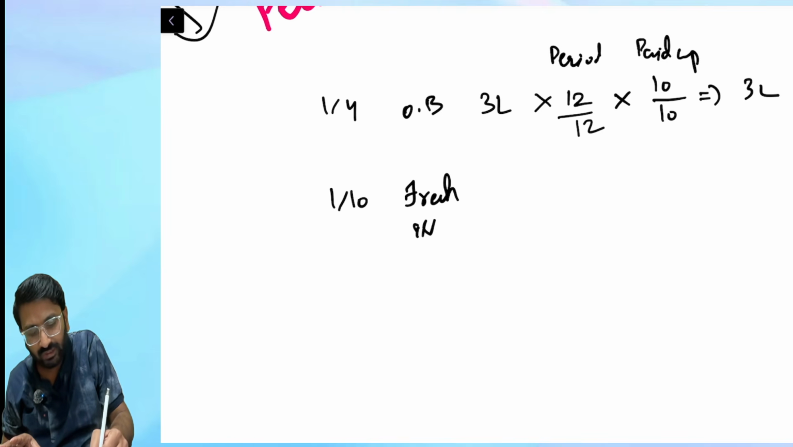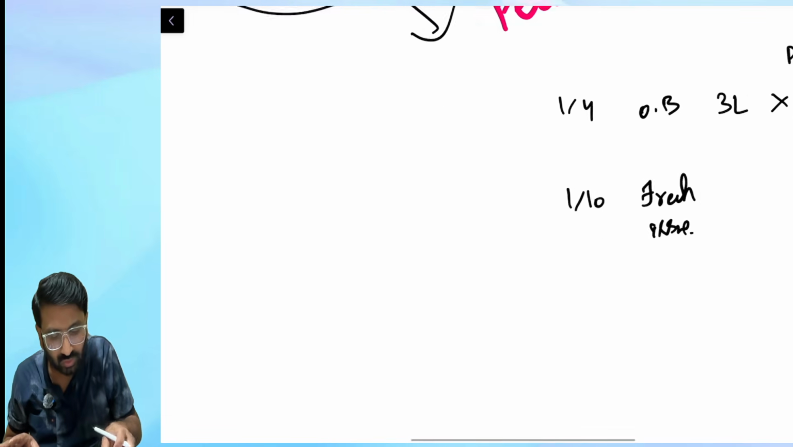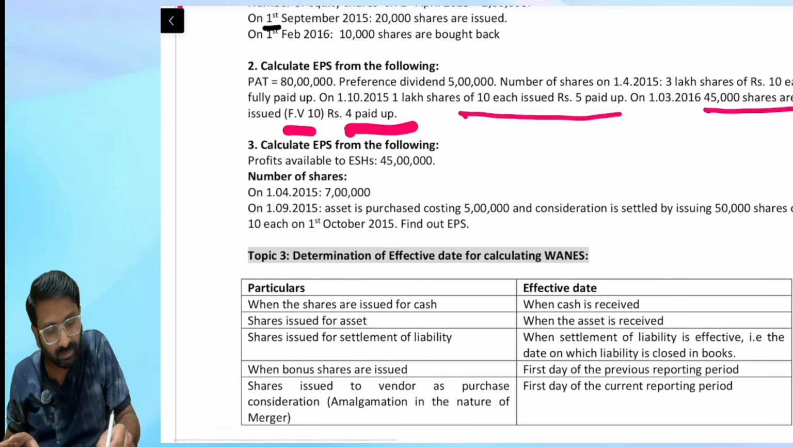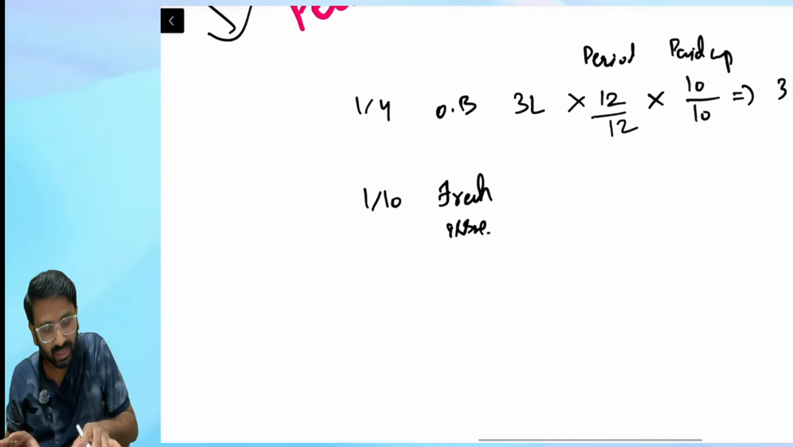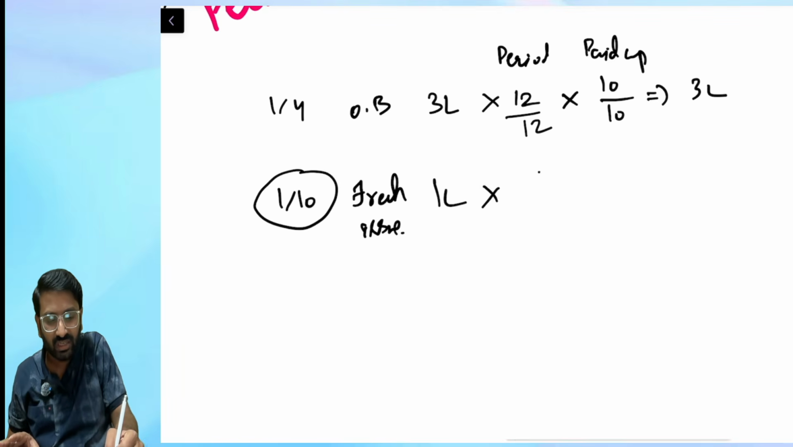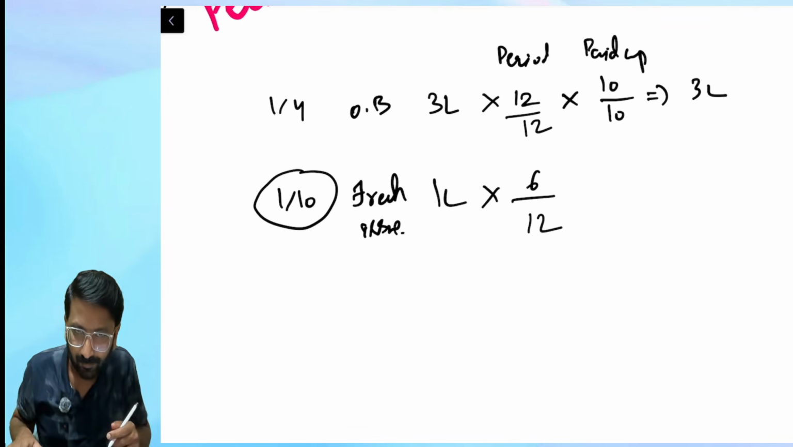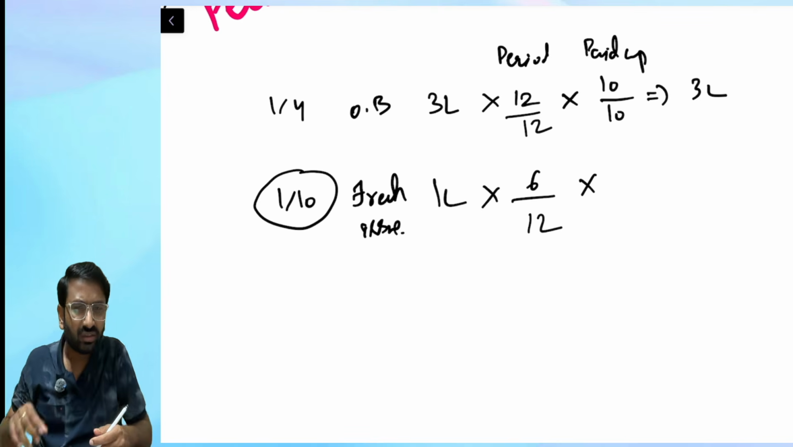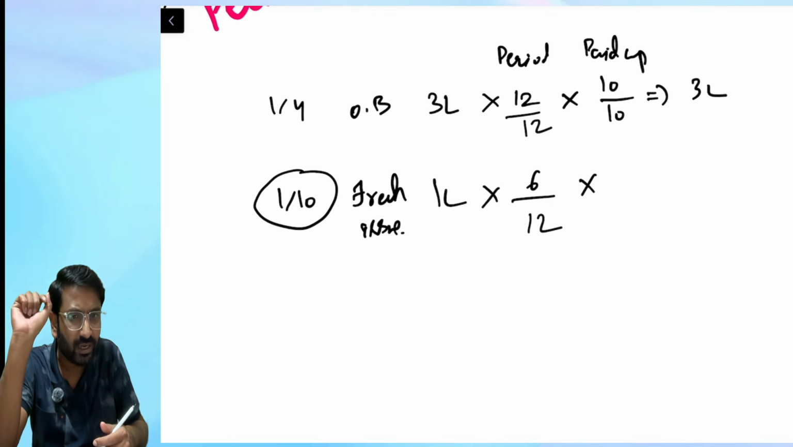And when I'm doing a fresh issue, how many shares are we issuing? Just see here. We are issuing how many shares? 1 lakh. So I'll take 1 lakh. These 1 lakh shares are issued in October. So can I say that they're there only for 6 months, into 6 by 12? And in that, 10 rupees paid up or only 5 rupees paid up? 5 rupees.